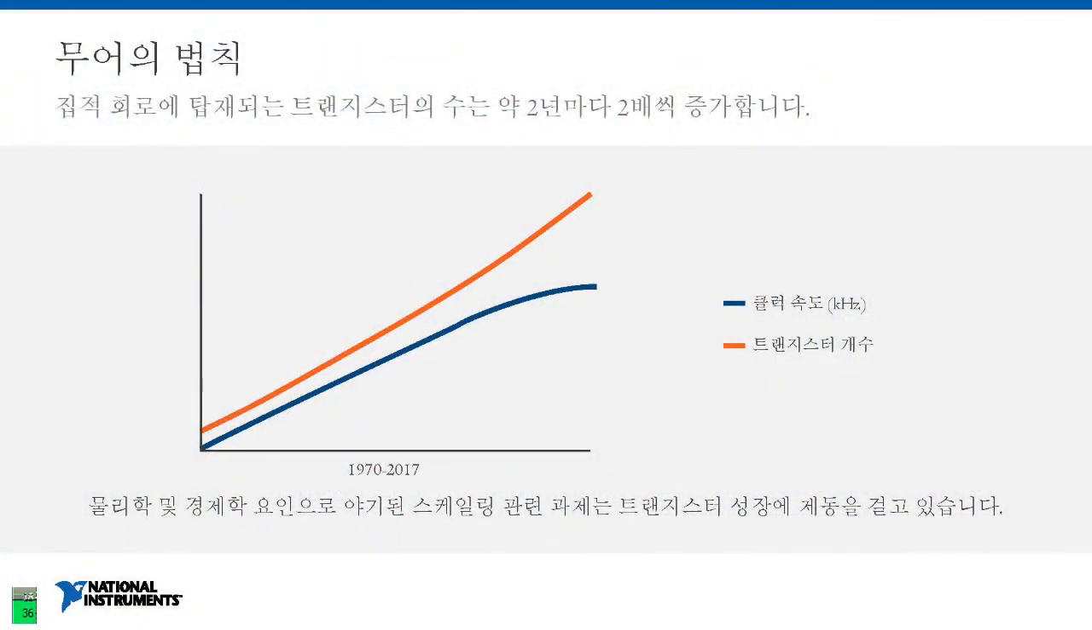So Moore's Law, of course, predicts transistor density to double between 12 and 18 months, and it's been going very steadily for almost 50 years.